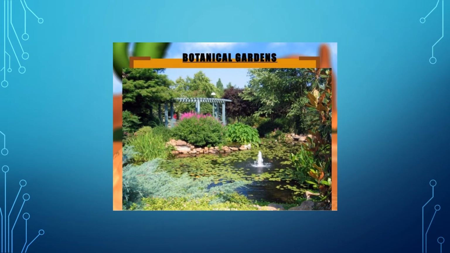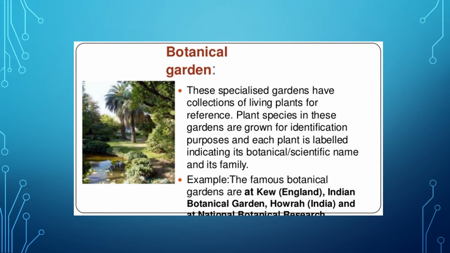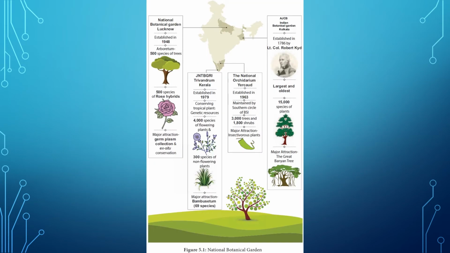Next taxonomical aid is Botanical Garden. These specialized gardens have collections of living plants for reference. Plant species in these gardens are grown for identification purposes, and each plant is labeled with its botanical or scientific name and which family it belongs to. The famous botanical gardens are at Kew, England, Indian Botanical Garden, Howrah in India, and the National Botanical Research Institute, Lucknow in India. Now these are the names of some of the famous botanical gardens.